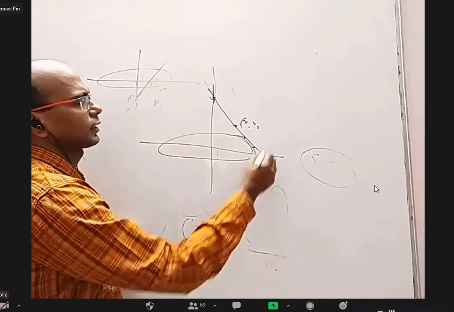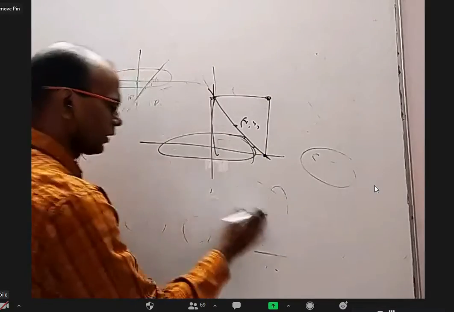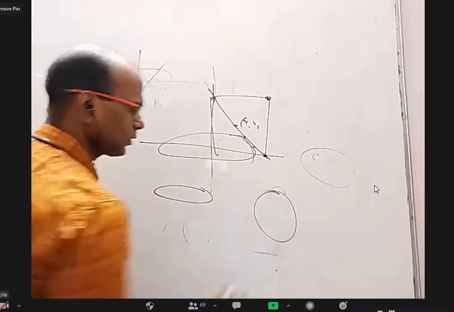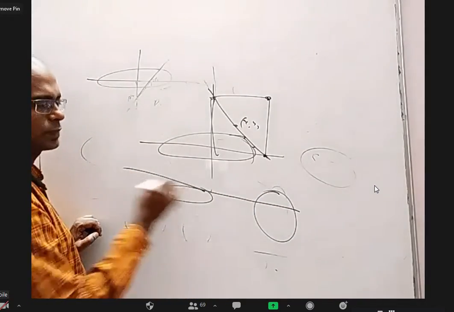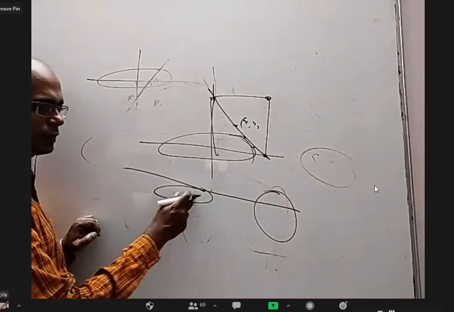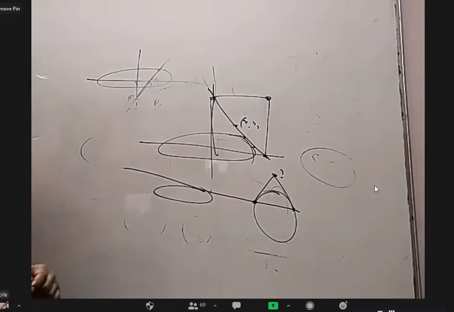Again, they can ask, complete this rectangle. What is the locus of this? Or they can tell, I have an ellipse. I have a circle. Some chord of the circle is touching the ellipse. For the circle, you draw a tangent here. What is the locus of this?